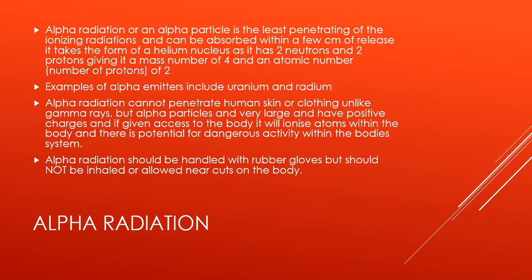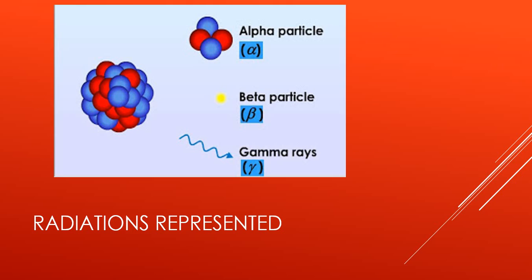Alpha radiation is made up of 2 neutrons and 2 protons, which is basically a helium nucleus. It can't penetrate human skin or clothing, but given the chance to go inside the human body via a cut, it will go inside and can destroy cells and atoms. And then the radiation representation: alpha is a particle, beta is a particle, and gamma is a ray.